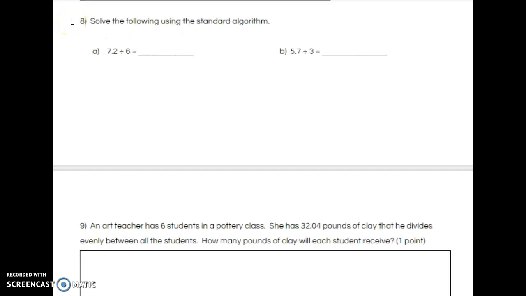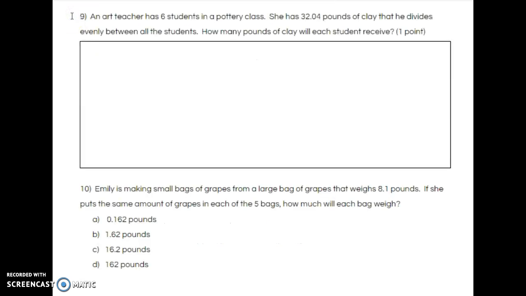Number 8. Solve the following using the standard algorithm. Letter A. 7 2/10 divided by 6. Letter B. 5 7/10 divided by 3. Number 9. An art teacher has 6 students in a pottery class. She has 32 4/100 pounds of clay that she divides evenly between all the students. How many pounds of clay will each student receive?